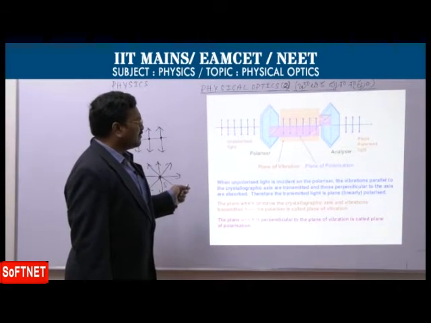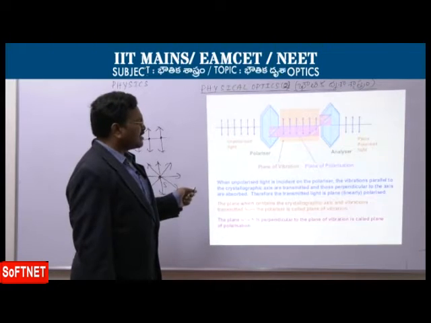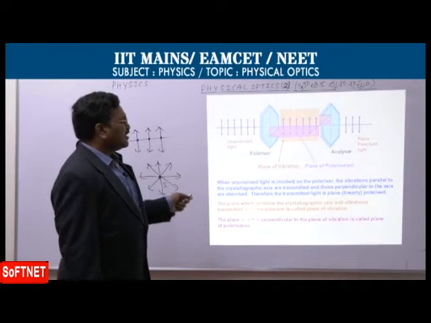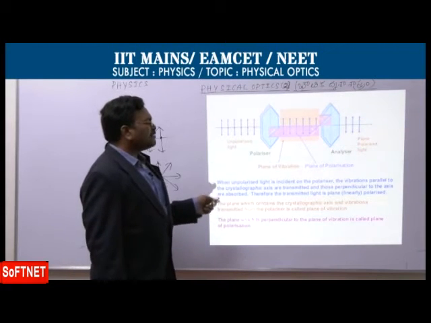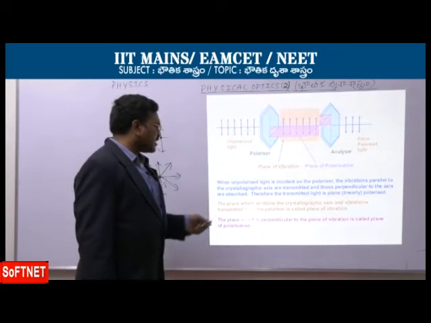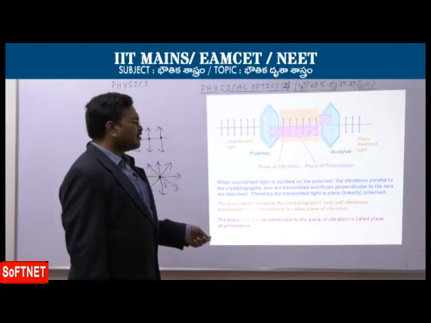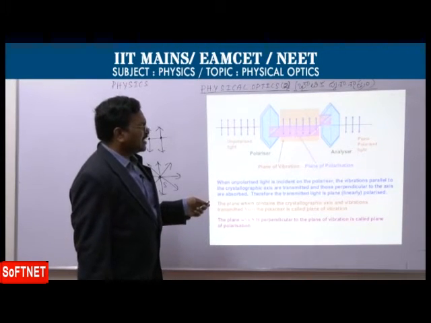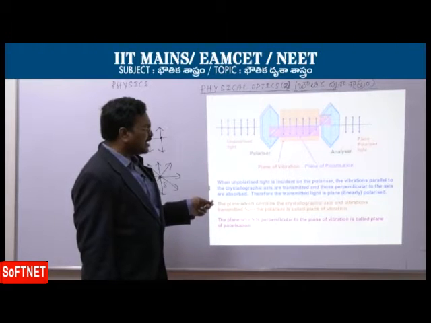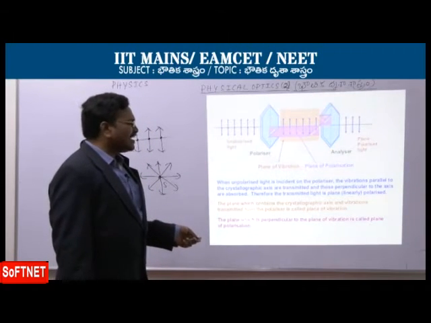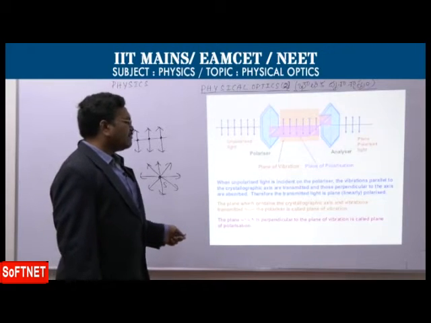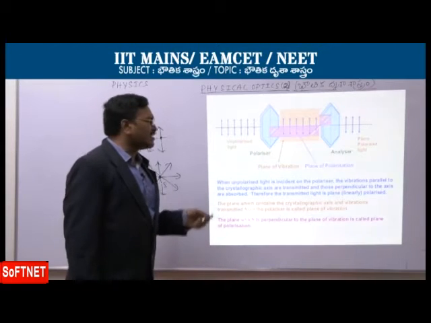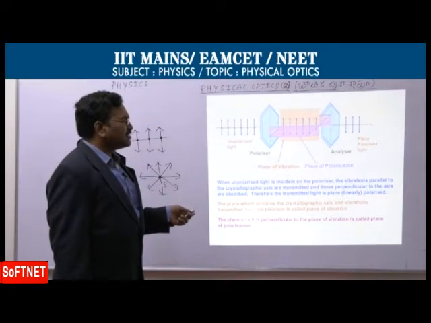Same thing, here we have unpolarized light, which means dot and arrow components. Here dot components are absorbed. Now the transmitted light is plane polarized. The plane which contains the crystallographic axis, the vibrations transmitted from the polarizer, is called the plane of vibration. Unpolarized light is incident on the crystal, so it is called the polarizer.